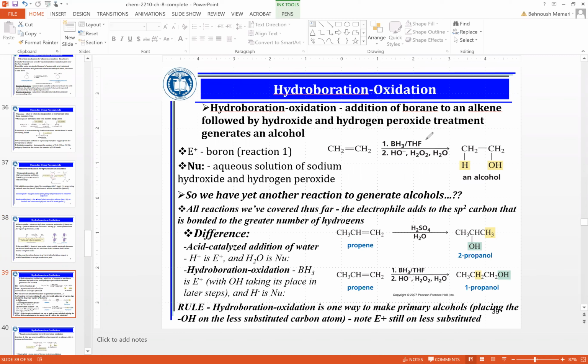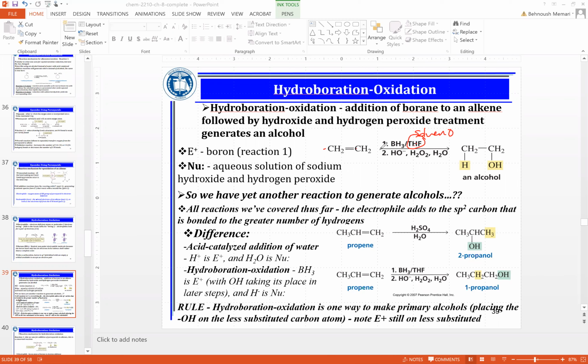They use the tetrahydrofuran or THF. This is just the solvent that is going to stabilize the BH3. So do not bring it and add it to one of the carbons, please. It's just the solvent, and it is stabilizing BH3.